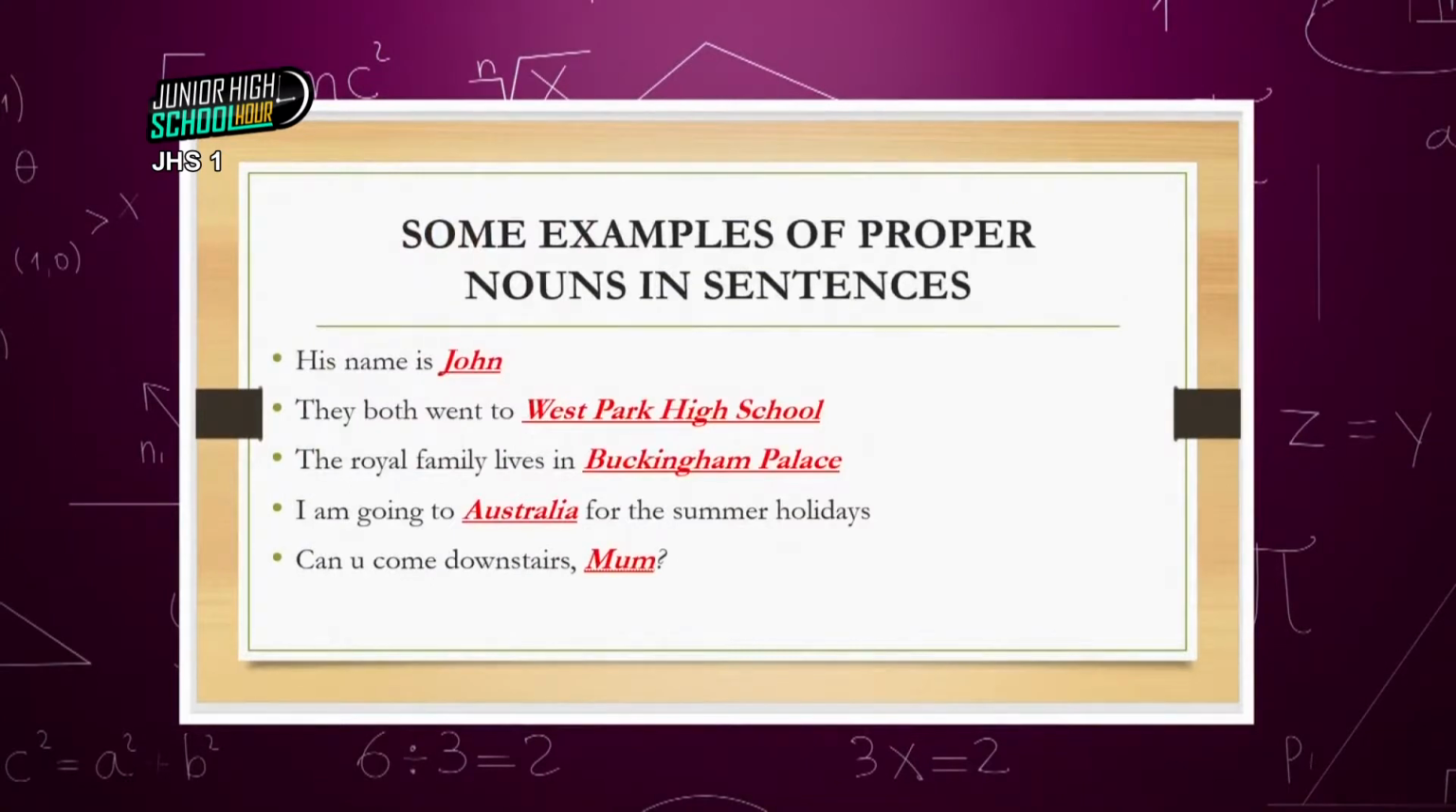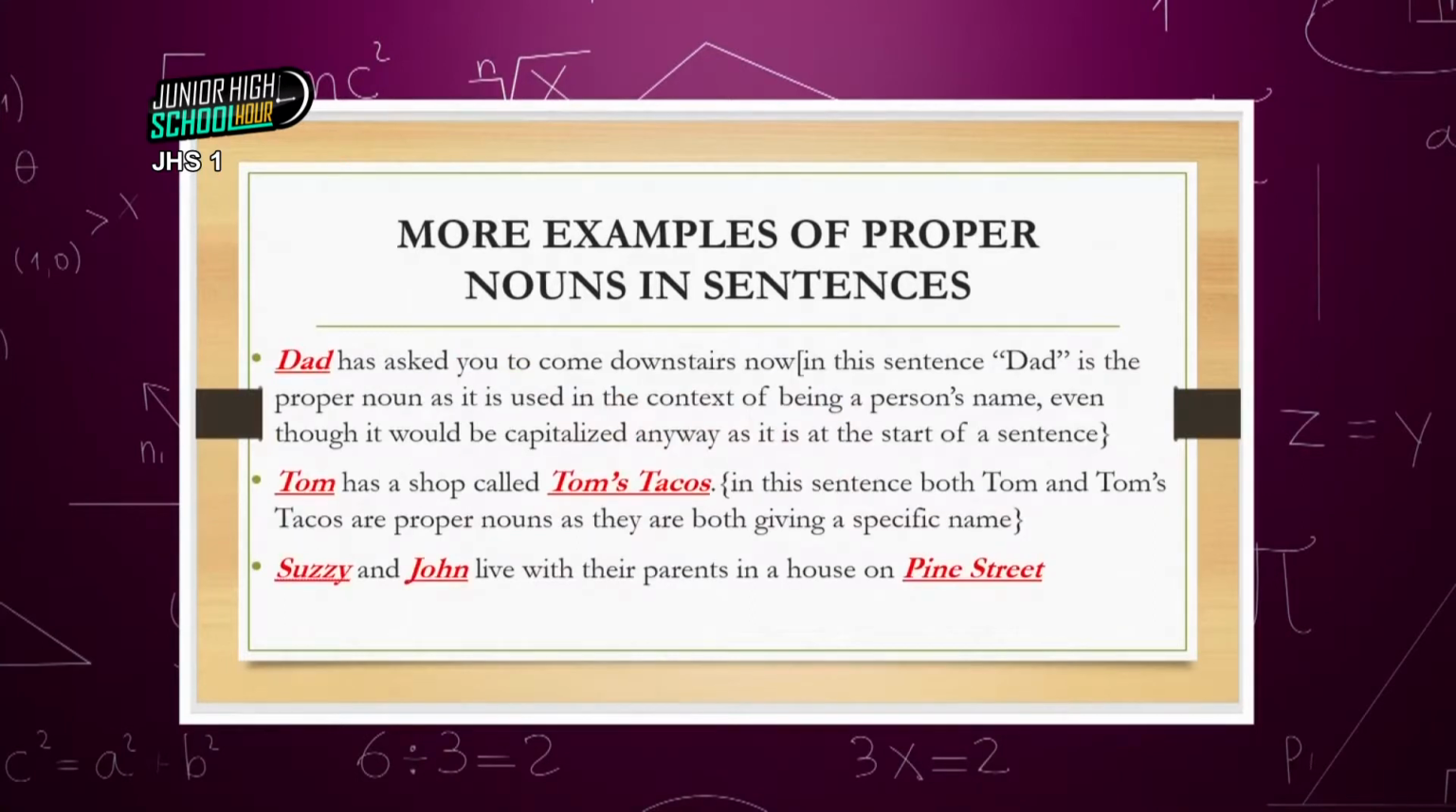Some examples of proper nouns in sentences. His name is John. John is underlined. They both went to West Park High School. The royal family lives in Buckingham Palace. I am going to Australia for the summer holidays. We spoke about all these, and then gave more examples of proper nouns in sentences.